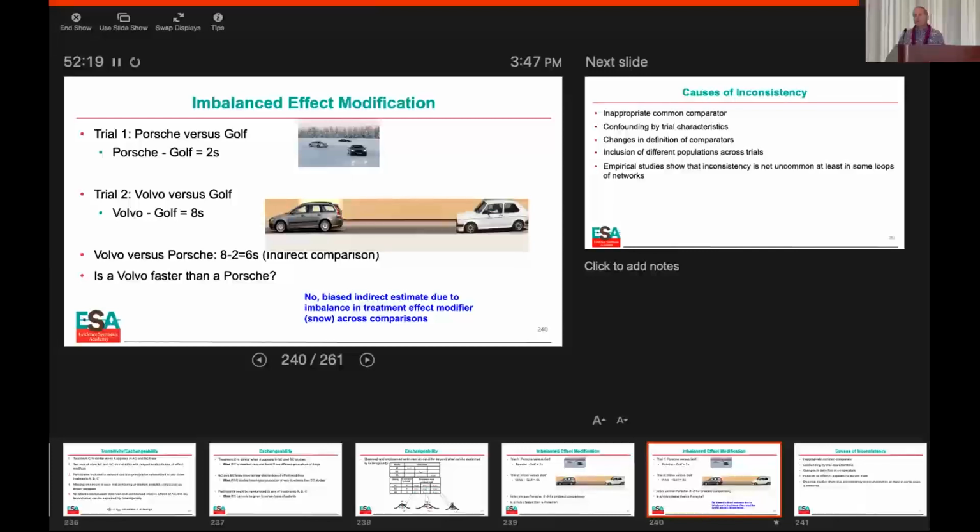So if we're going to assume that there's an indirect effect here, and we're going to actually estimate that the Volvo is better than the Porsche, then we're making the assumption that the weather conditions are not an effect modifier here. They're not affecting what's going on.